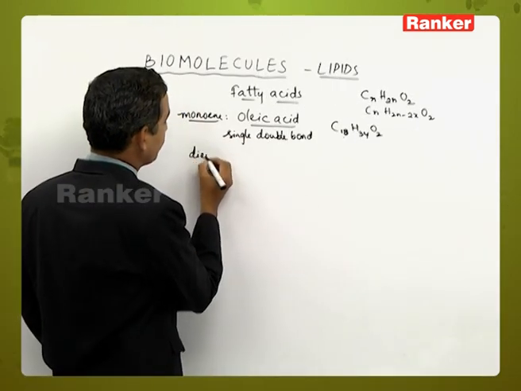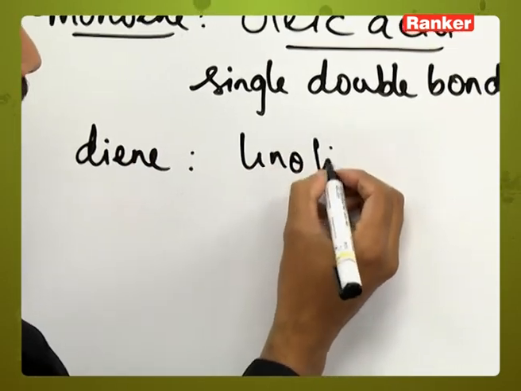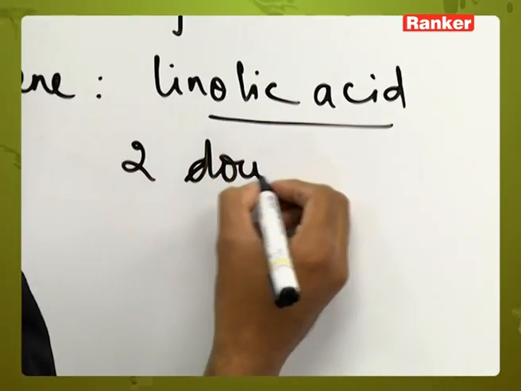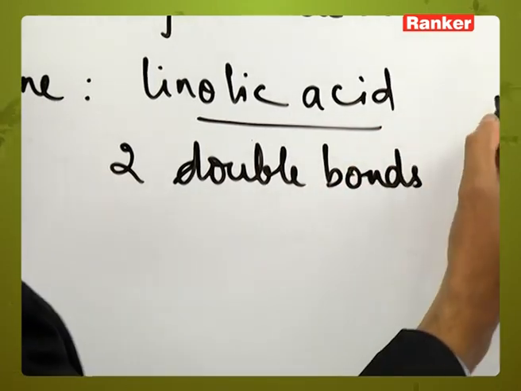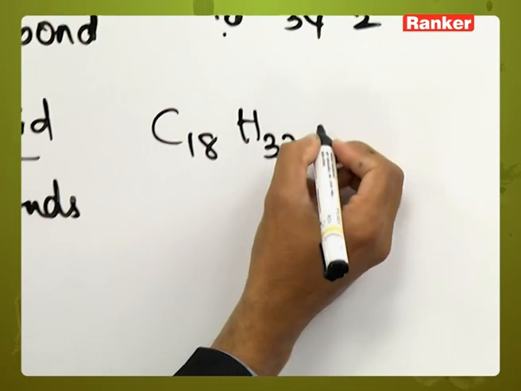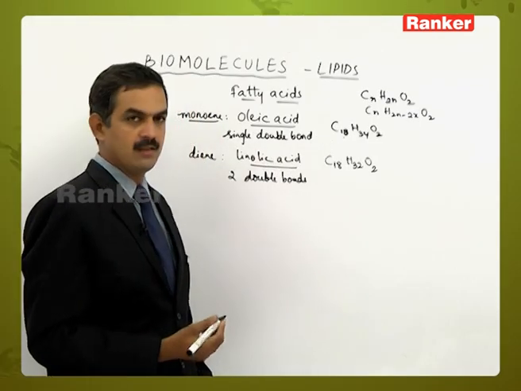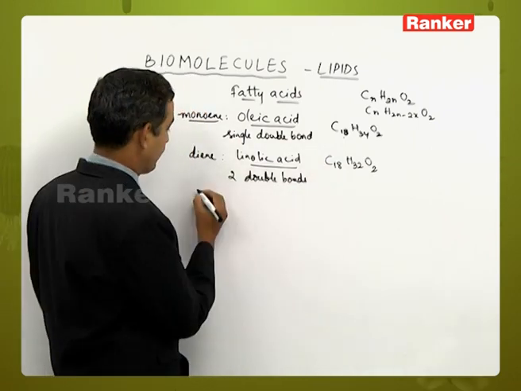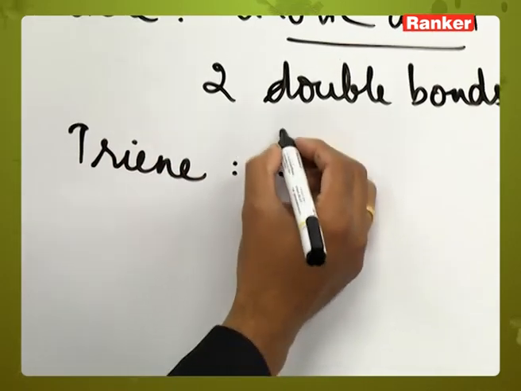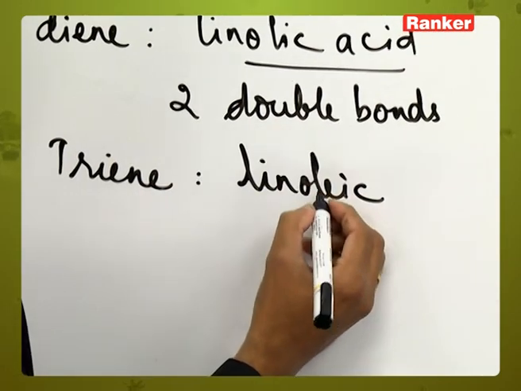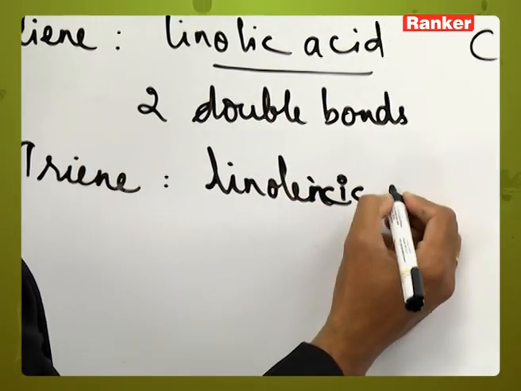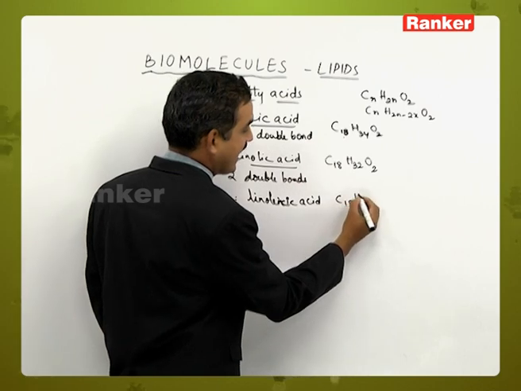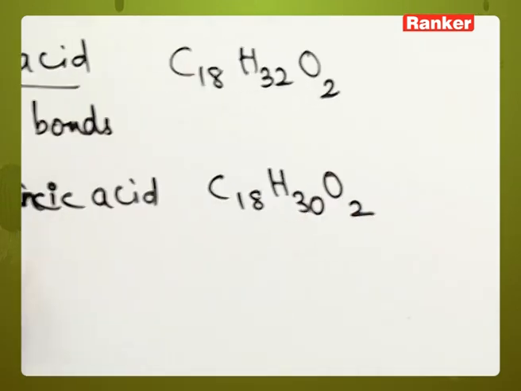And the diene molecule, linoleic acid, where two double bonds are present. Here C18, H32 and O2, where the number of hydrogens is 4 less compared to the normal saturated compound. Triene, linolenic acid, which has C18, H30 and O2. So it has 3 double bonds.